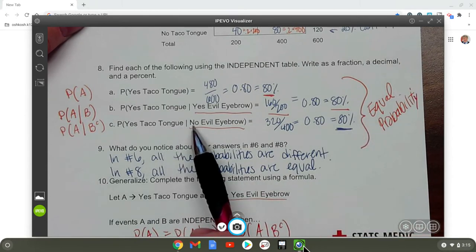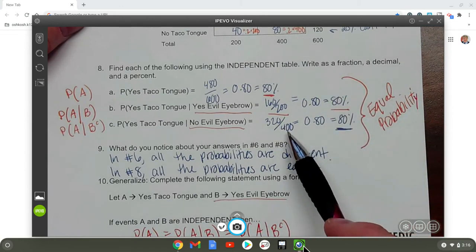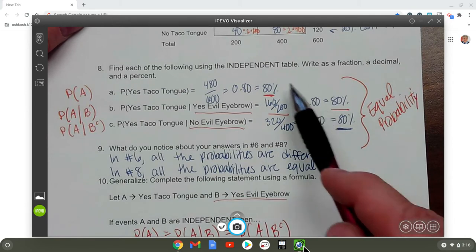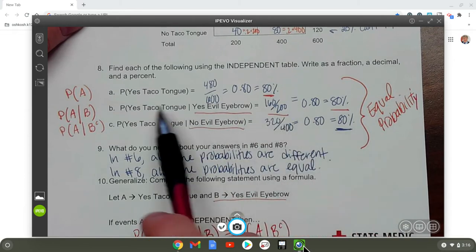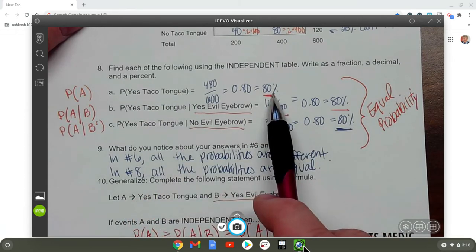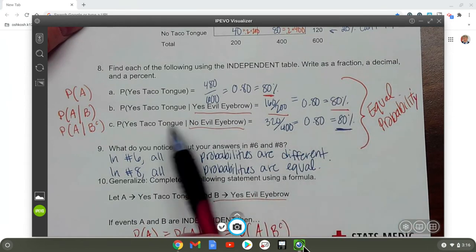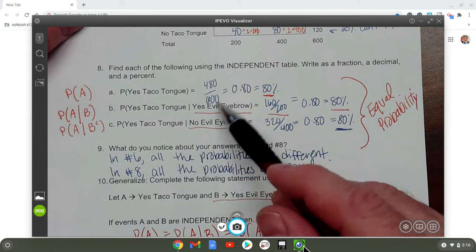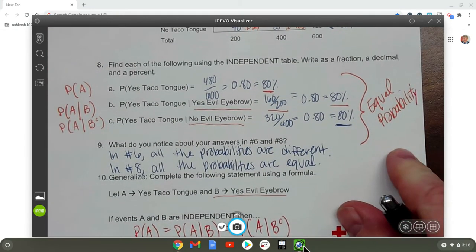How about yes for taco tongue given no for evil eyebrow? Okay, you take your numbers, you divide them out. Wow, you get 80% again. These are all equal, and they should be, because we set it up so that it is independent. So your probability of getting taco tongue was 80%. Your probability of getting taco tongue, if you could do evil eyebrow, was still 80%. Your probability of doing taco tongue, if you couldn't do evil eyebrow, was still 80%. So whether or not you could do evil eyebrow had no effect whatsoever on taco tongue. So therefore, those two events are independent.